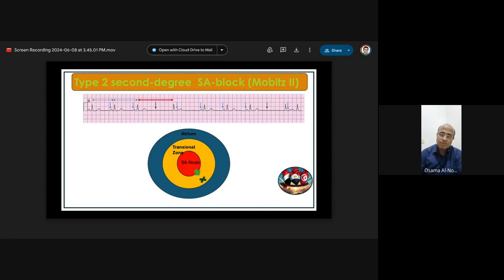Here is an example of type 2 second degree sinoatrial block. The black arrow is the dropped P wave. The blue arrow is the normally conducted P wave. We see the pause is 2.1 seconds, exactly double the prior PP interval.